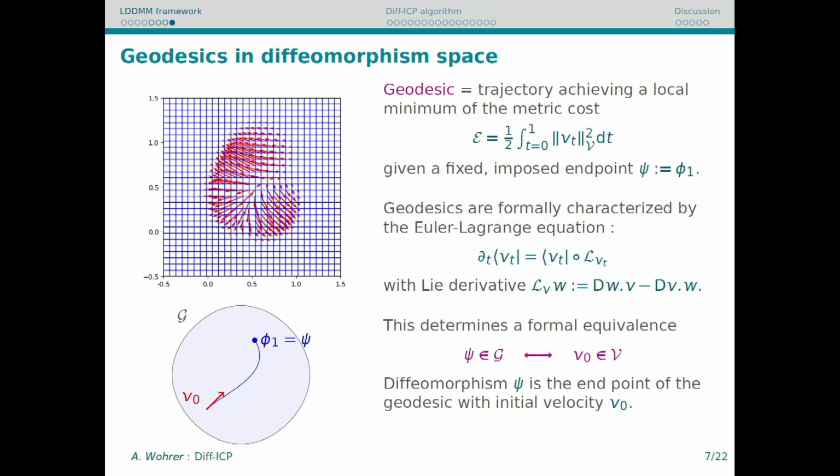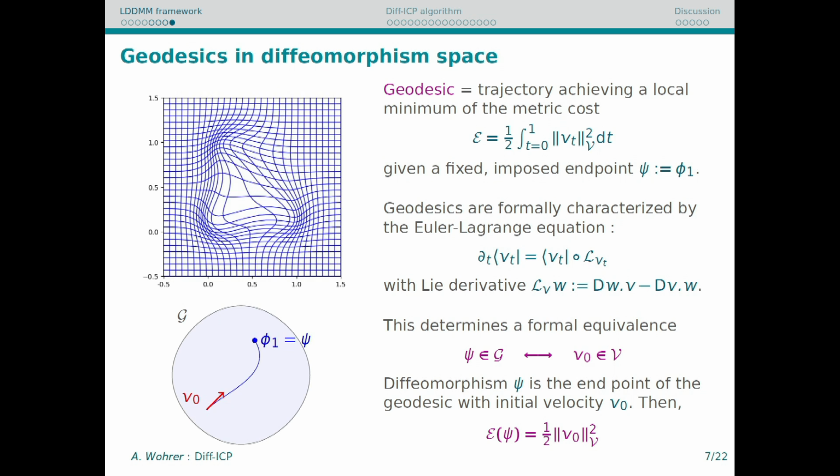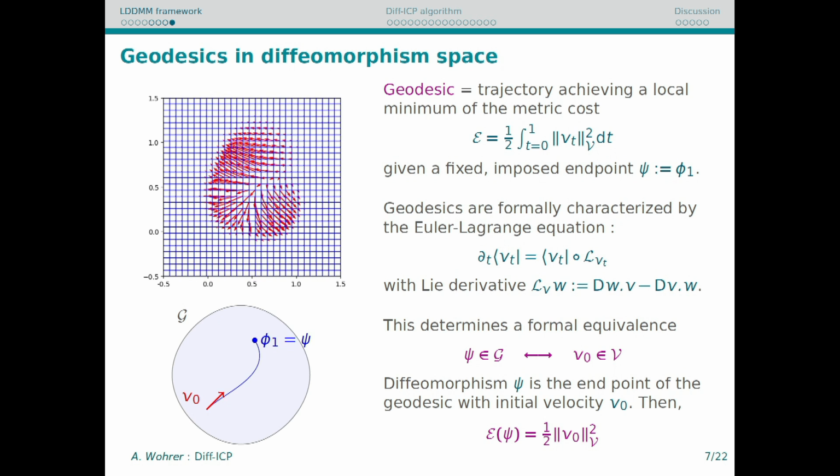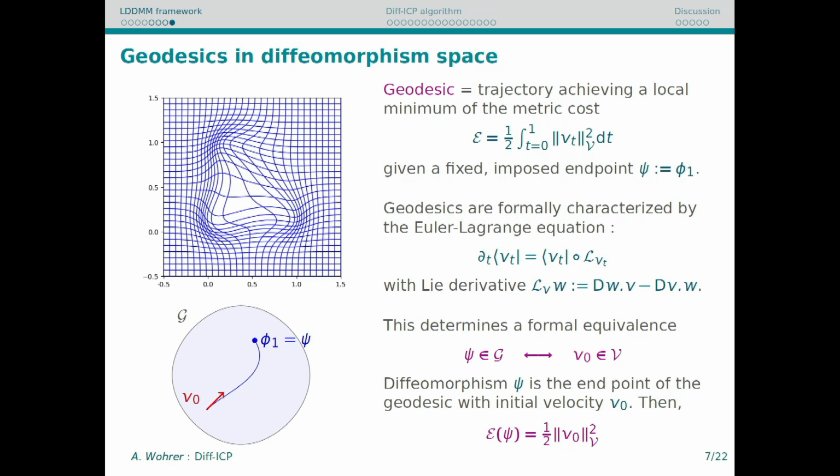So the deviation cost associated to the diffeomorphism psi is actually only half of the Hilbert norm of the initial vector field. So it's pretty neat, at least formally. If you go into the details, it's not always so clear that it's well defined, but formally it's really clear. Right, so V0 is basically my way of encoding the final diffeomorphism psi, which is here.